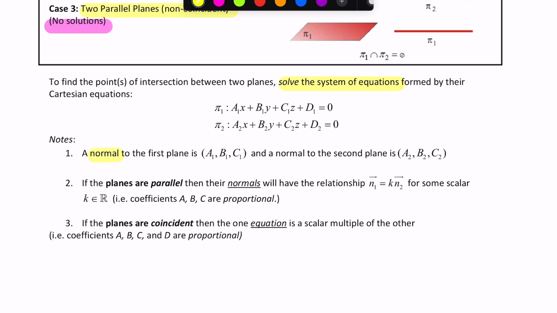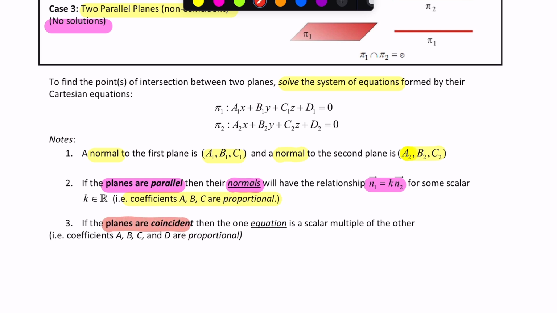So a couple of notes here. A normal to the first plane is a1, b1, and c1, and the normal to the second plane would be a2, b2, and c2. If the planes are parallel, then their normals will have the relationship n1 is equal to k n2 for some scalar value of k, which is an element of the real numbers. And so here, again, that means that the coefficients of a, b, and c are proportional.